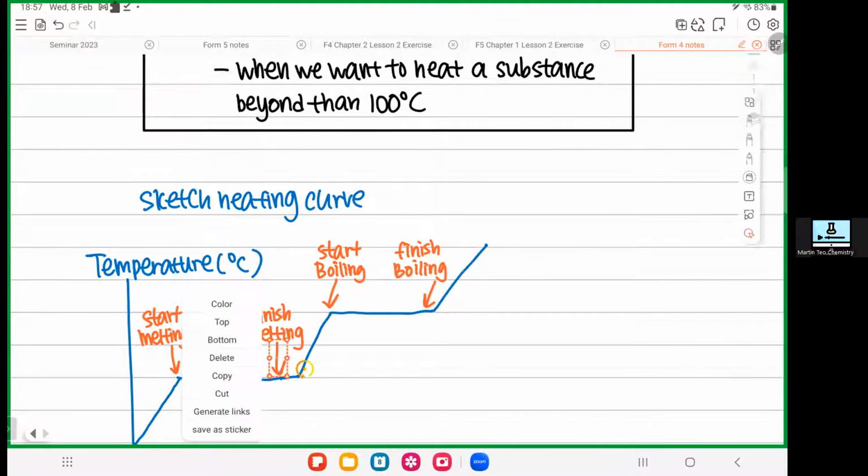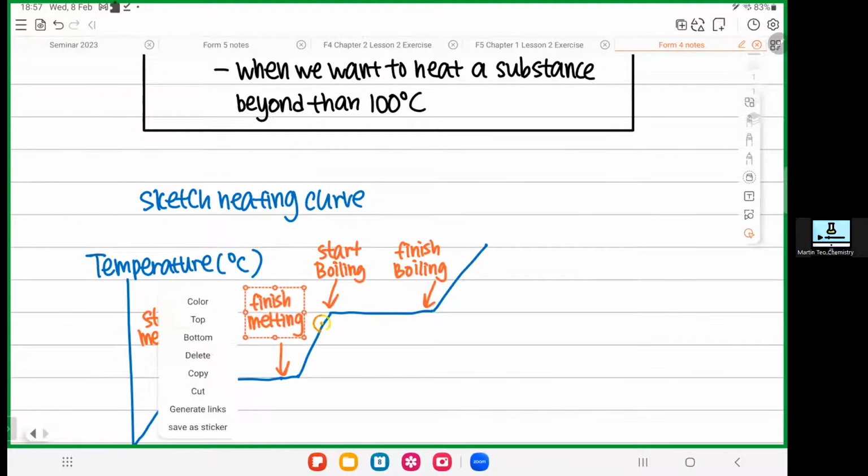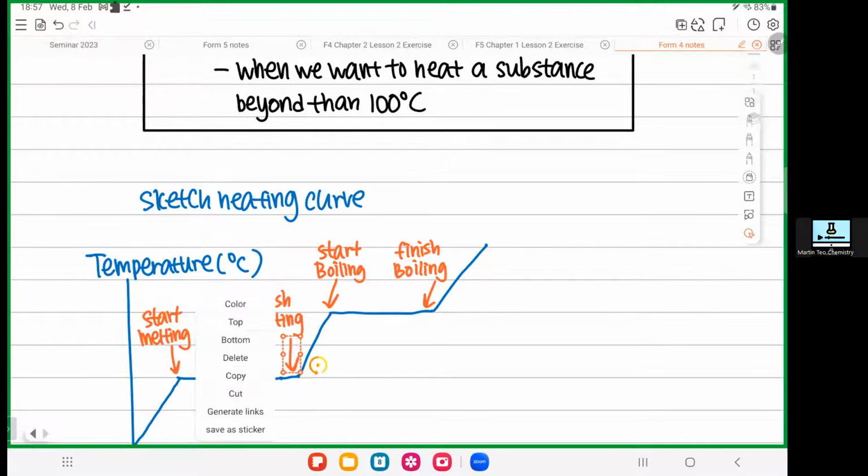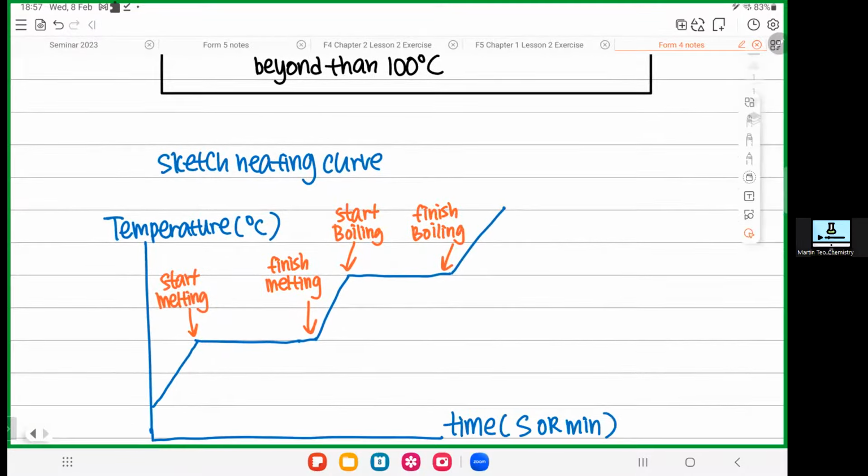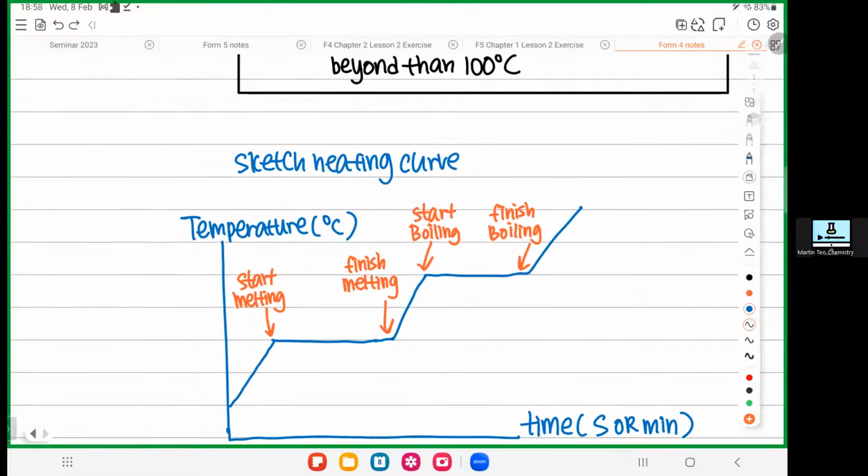Okay, so guys, let me know in the chat box, are you okay with how I produce this heating curve? Can you see how the heating curve can be produced now? Not very, very hard, isn't it? Okay, so that's it.